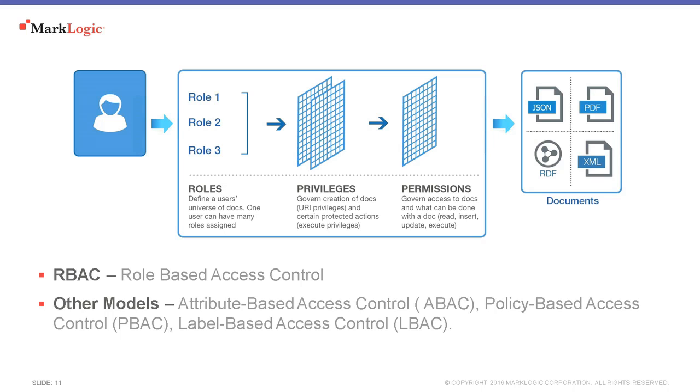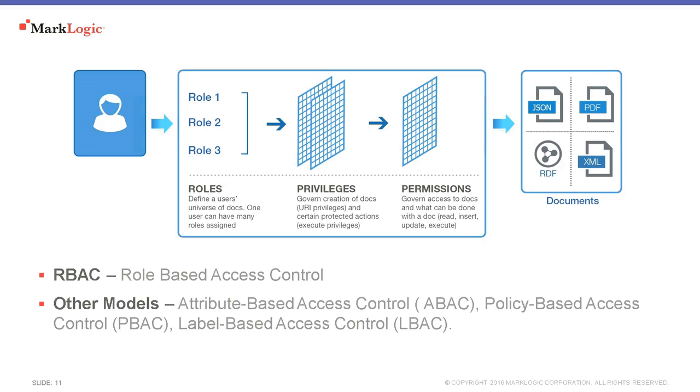So going a bit further into the authorization model, so role-based access control, and the other models I was talking about, attribute access control. Role-based access control is a user will have one or many roles. Each role can have one or many privileges and permissions. Now privileges are of two types in MarkLogic: URI privileges and execute privileges. URI privileges give the privilege to insert documents under a certain URI prefix. Execute privileges give access to certain functions, so it allows you to execute certain functions.